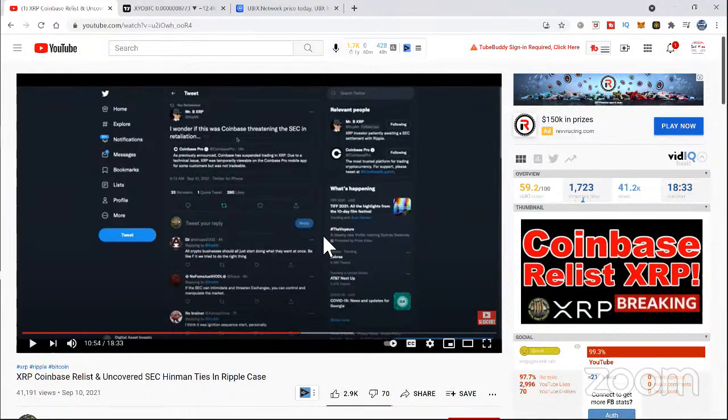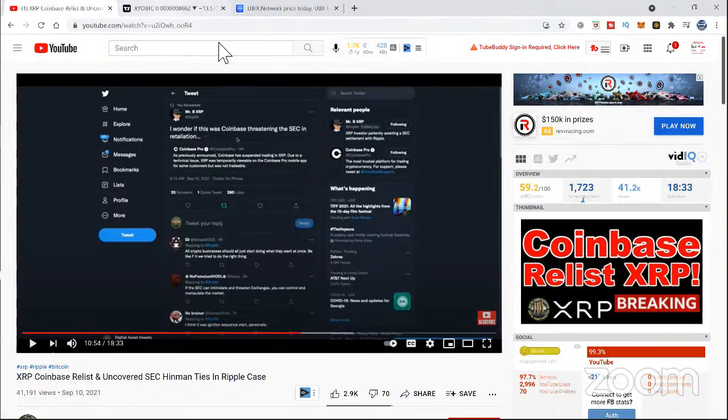As soon as the SEC stops with their BS, XRP is going to get relisted back on Coinbase, back on every single exchange that you have not been able to trade it in. And there's a lot of big hedge funds out there that are ready to buy as much XRP as they can as soon as it gets relisted. They already have it in their portfolios that they have some money set aside for XRP. So that is major news on XRP.